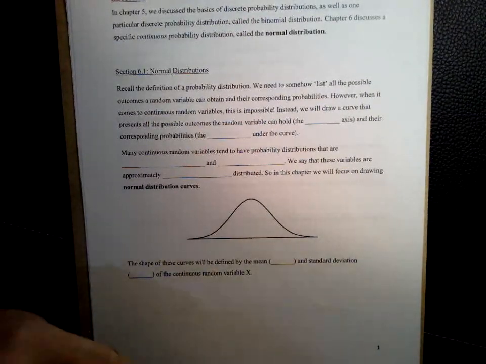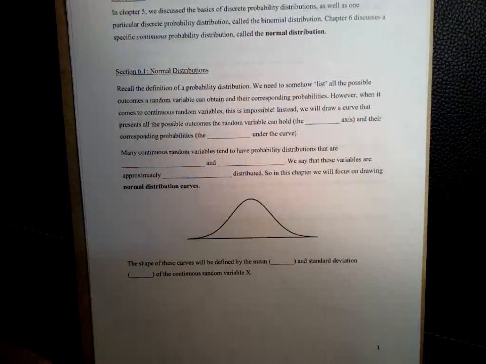So recall the definition of a probability distribution. We need to somehow list all the possible outcomes a random variable can attain and their corresponding probabilities. However, when it comes to a continuous random variable, this is impossible because a continuous random variable can take on an infinite number of values, so therefore we can't list all of them out and their associated probabilities.